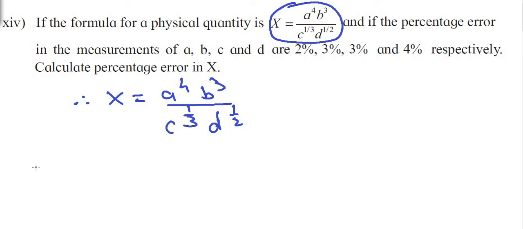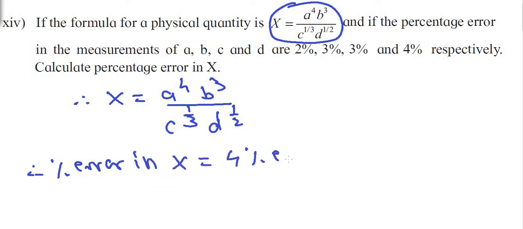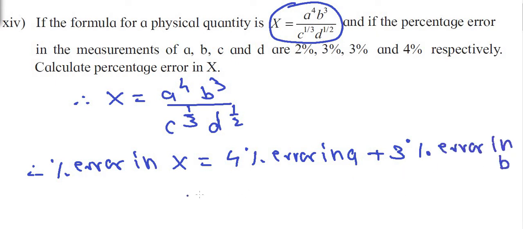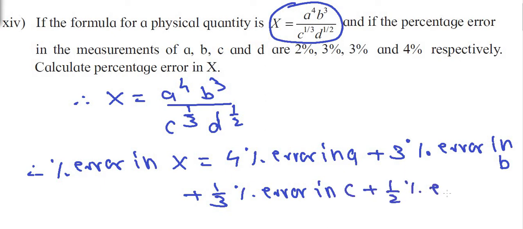Now using the formula for percentage error of a function in the form of division and multiplication, we can write percentage error in x is equal to 4 into percentage error in a plus 3 into percentage error in b plus 1 upon 3 into percentage error in c plus 1 upon 2 into percentage error in d.